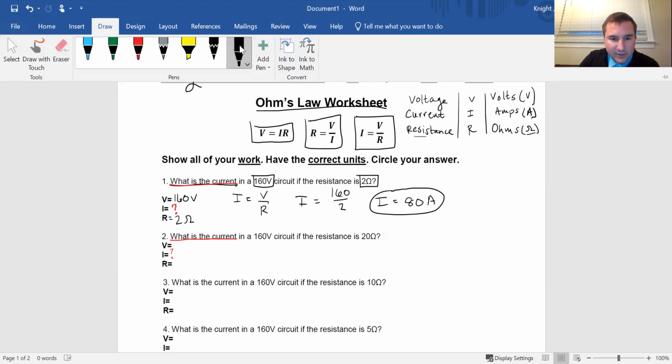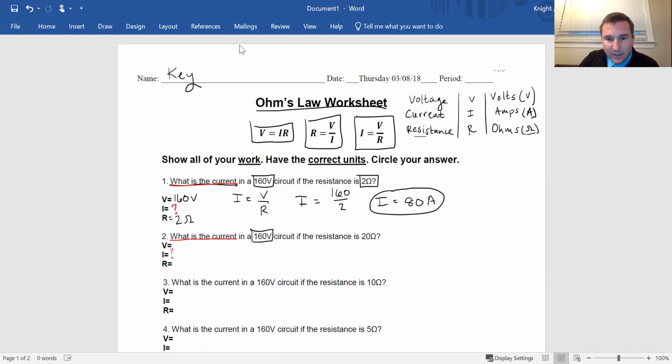They give me 160 volts, same as the last problem, and this time 20 ohms. So volts was 160 again, 20 ohms, and I can do the calculation. Same equation because I'm looking for I again. I equals V divided by R, and I equals 160 divided by 20, and 160 divided by 20 should give us 8. And again, we found a current. Current is measured in amps, so I'll throw an A at the end there. And there is my current, 8 amps.